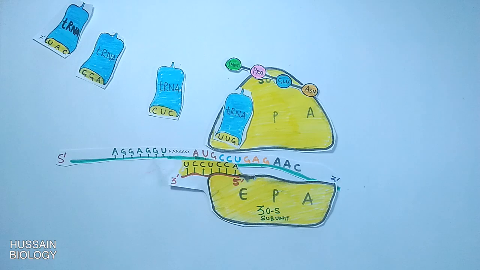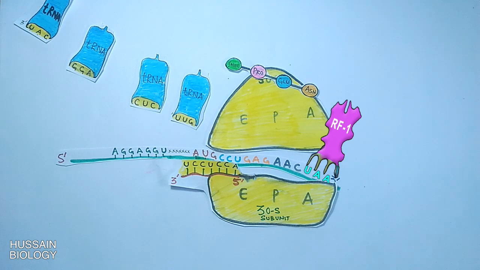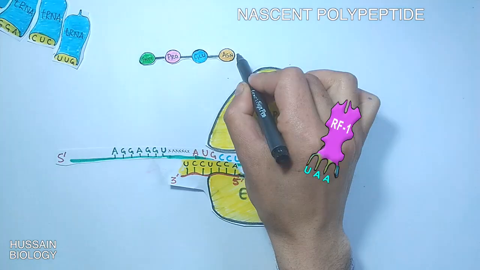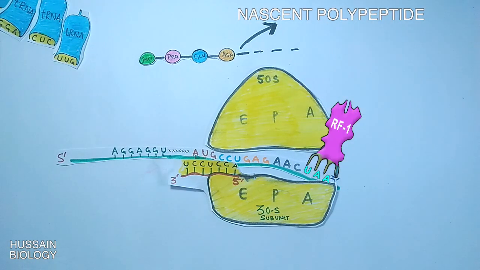Now get into the diagram again. We see when the stop codon appears in the translation complex, as shown in the diagram, as the UAA stop codon, then comes release factor 1, which recognizes UAA and terminates the translation process. And in the end we get the nascent polypeptide chain shown in the diagram. So this is how the elongation and termination of translation occurs in prokaryotes.